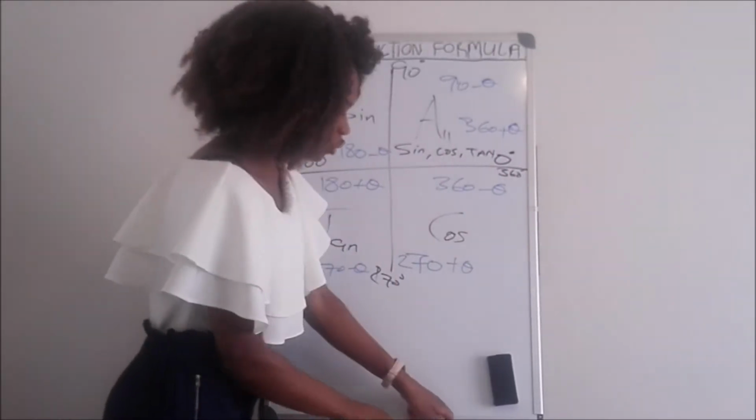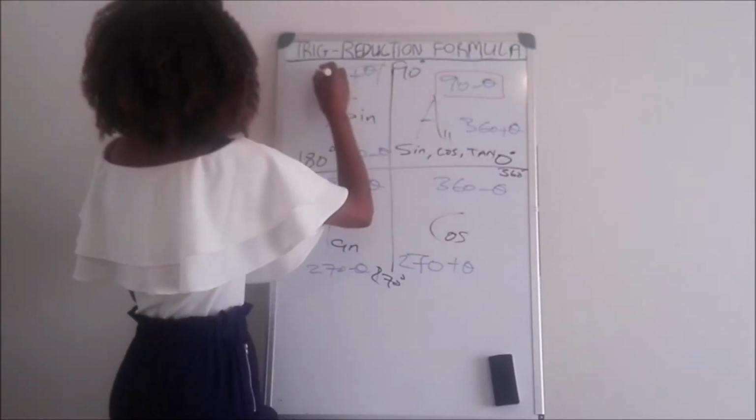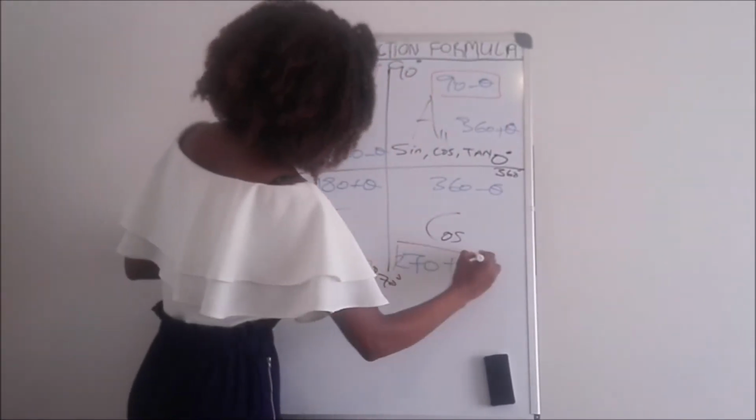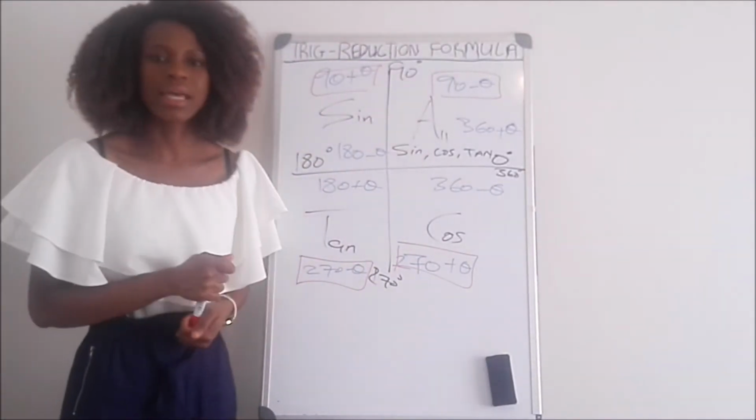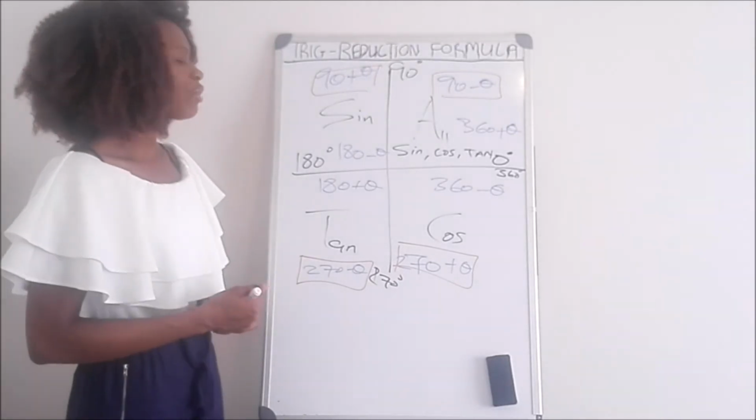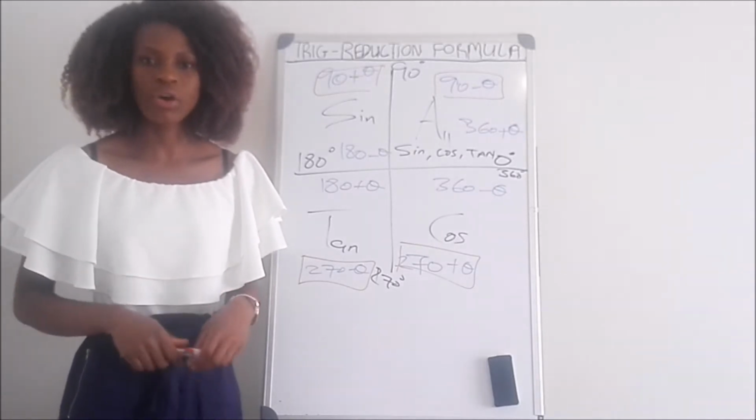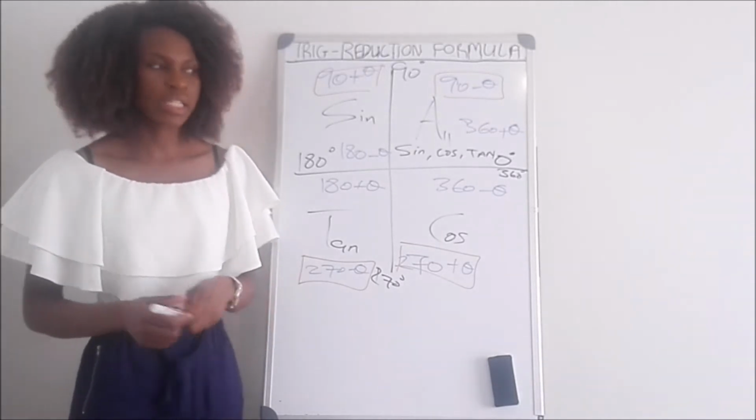Another thing that you must also take into consideration is 90 plus or minus theta, which is found in the first, the second, the third quadrant, and the fourth quadrant. The 90 plus or minus theta and 270 plus or minus theta are also called the cofunction of sine and cos. That means that if we have sine of 90 minus theta, the answer will be equal to cos theta, because they are the cofunction. Sine changes into cos and cos changes into sine.